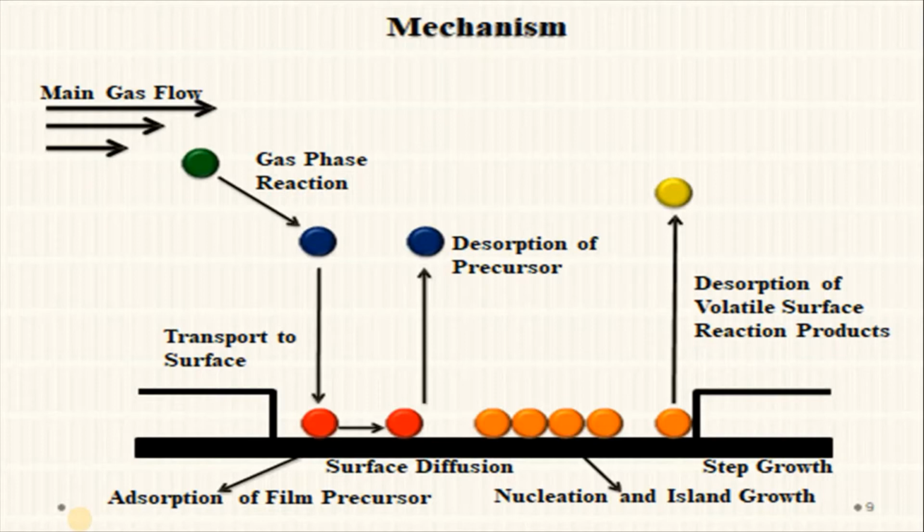You can see in the diagram, first we have the transport of the reactants by forced convection to the deposition region. The main gas will flow and the gas phase reaction will take place. The transport of reactants by diffusion from the main gas stream to the substrate surface is the second step. Then, in the third, adsorption of the film precursors takes place on the surface.